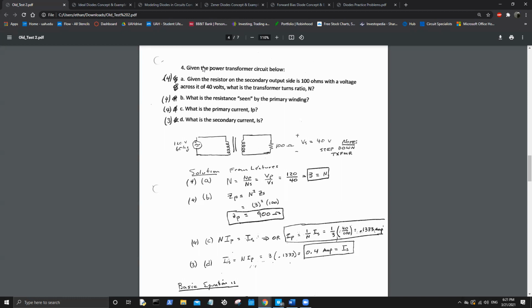The only one that I did not know going into this was the resistance seen by the primary winding, sorry. It's technically wiring. But that concept makes sense after you look at it, but it was just one of those things I don't remember him talking about in lecture.